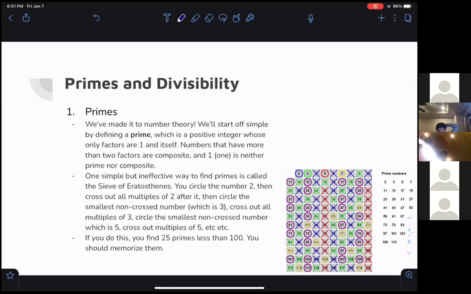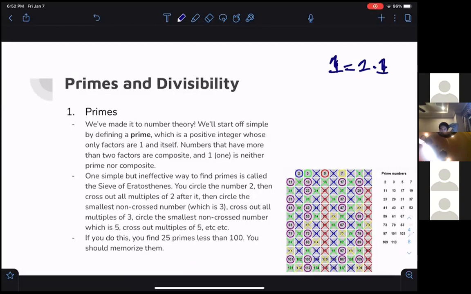Our special case is the number one. Since one is just one times one in terms of integers, there's only one distinct factor here. So it doesn't really belong in either category. Okay, so these are the categories of numbers: prime and composite.